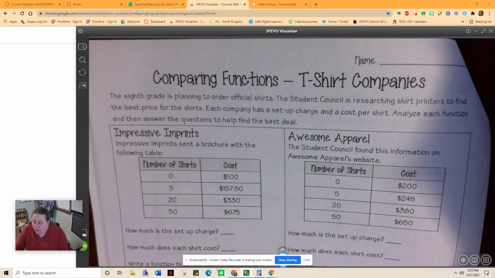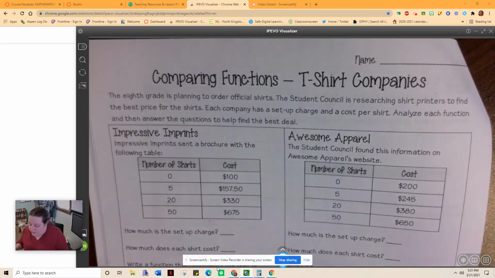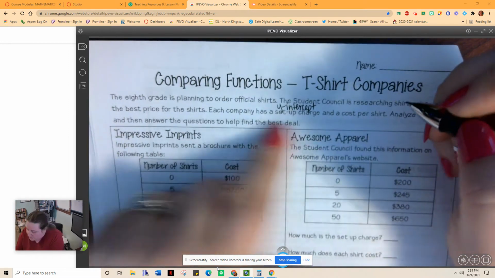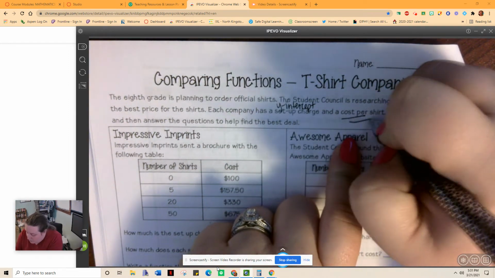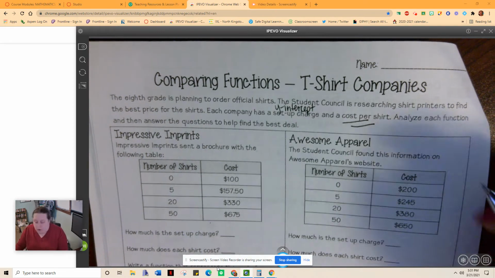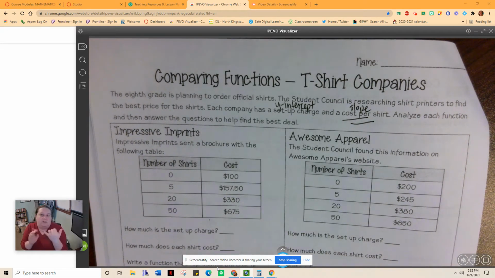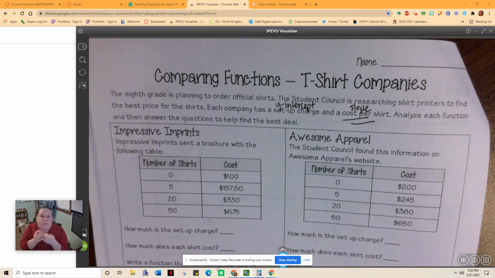All right, so let's talk about setup charge versus cost per shirt. Anytime we talk about a fixed fee, a setup charge, initial amount, base cost, you're talking about your y-intercept. So setup charge is going to be our y-intercept in each of these examples. And then cost per shirt, when you get a rate like this, you're looking at slope. That's how it's going to change over time. So you pay a base fee such as shipping or maybe to rent something, and then you pay per hour or whatever the rate is that you're working with.